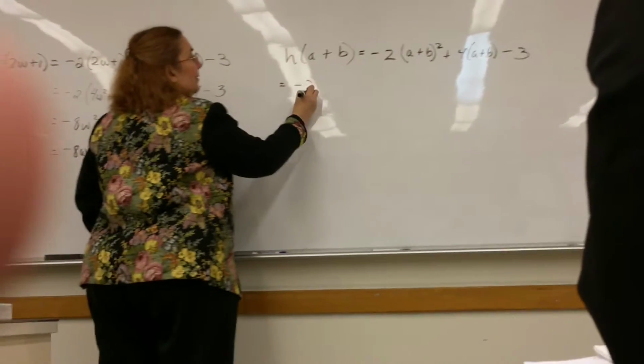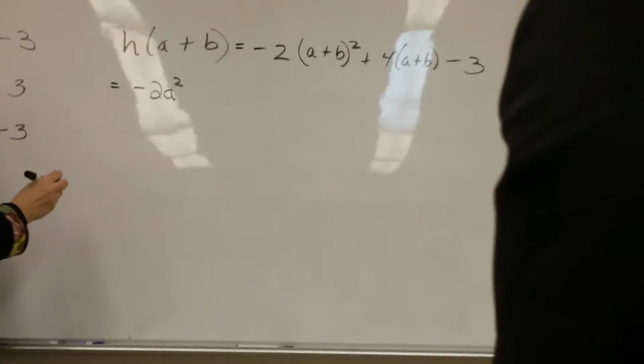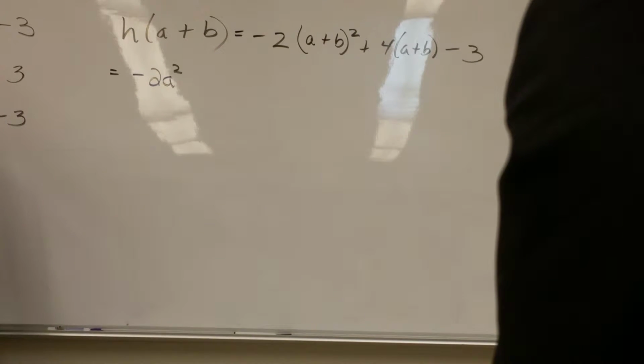Those terms in, just make sure you get all of them in there. All right, what do we get? Negative 2 times a squared plus 2ab. So negative 2a squared. Oh, you mean total? Yeah, let's get rid of all the parentheses.